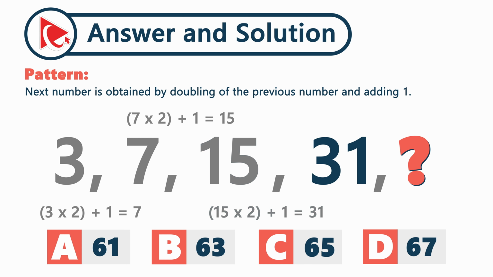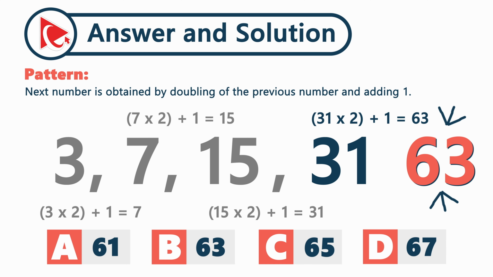It's time to calculate the missing number. To calculate the missing number, you need to multiply 31 by 2 and add 1 to the result, and the end result would be 63.